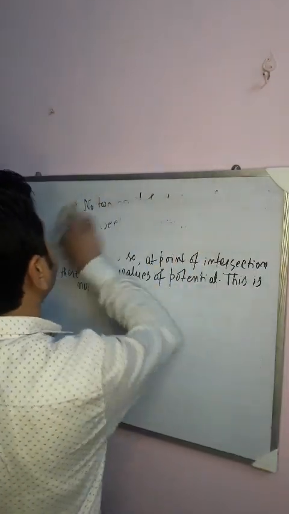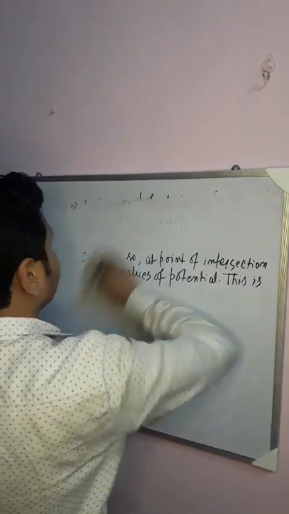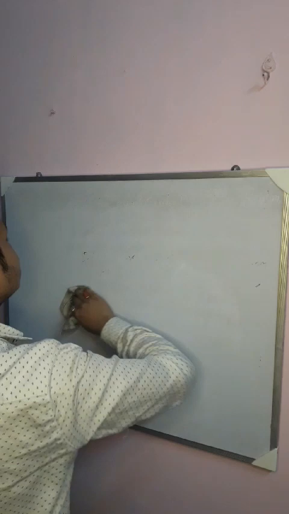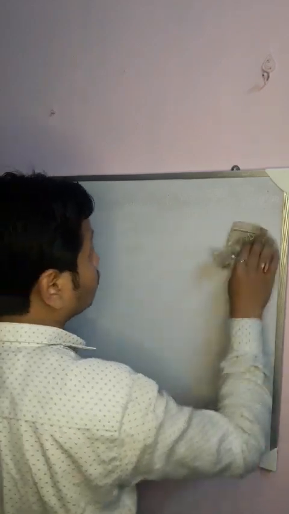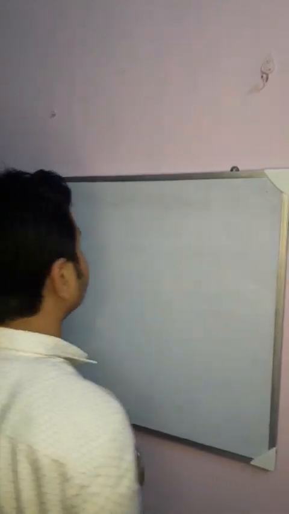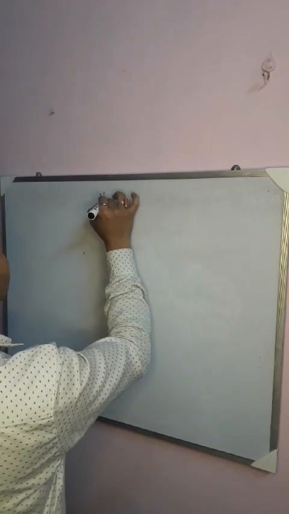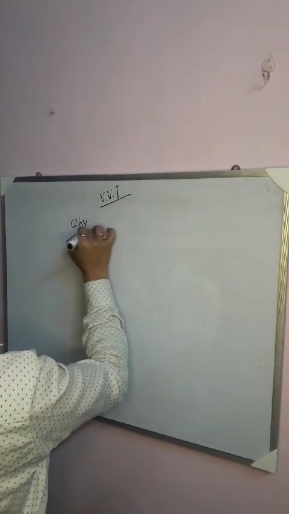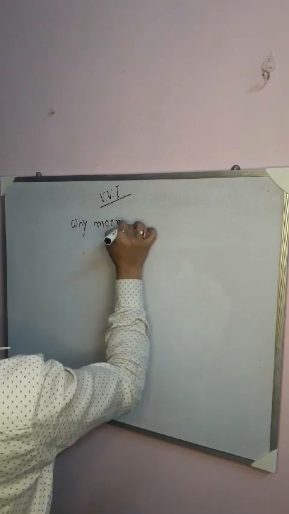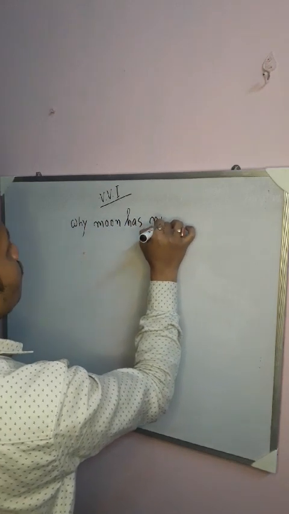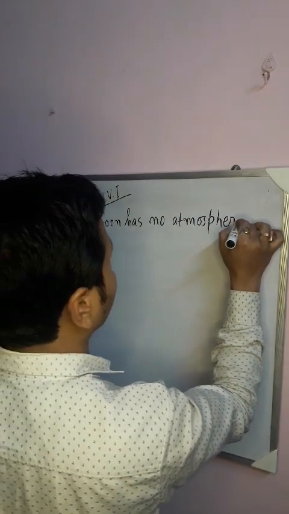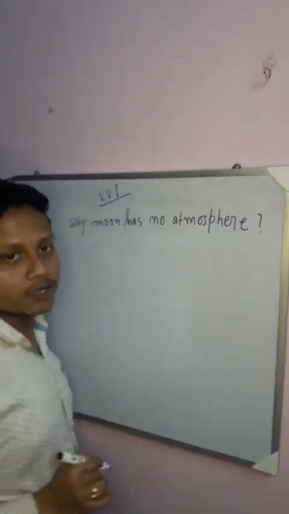Now somebody asked me a question that I am going to discuss. The question is a very important question and I forgot to tell it. This is a very important question, that's why I write it VVI. Okay, the question is why moon has no atmosphere. This is a very important question. Why moon has no atmosphere?